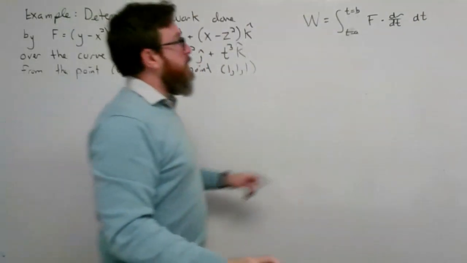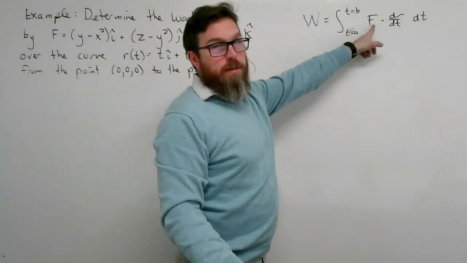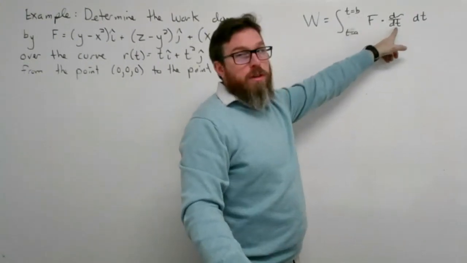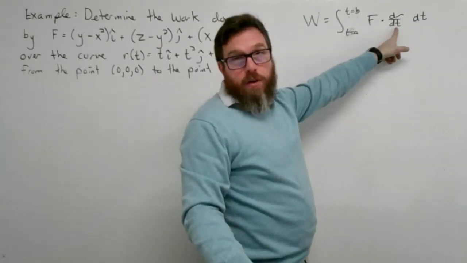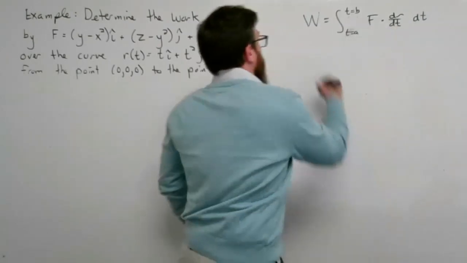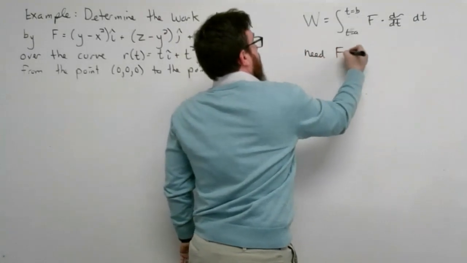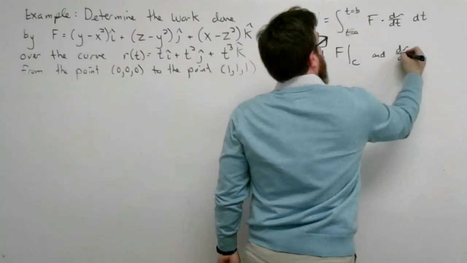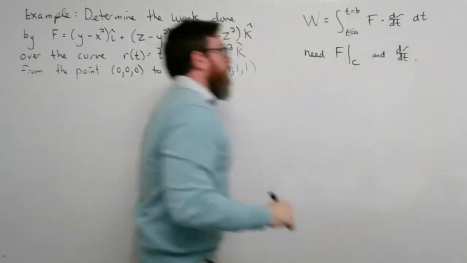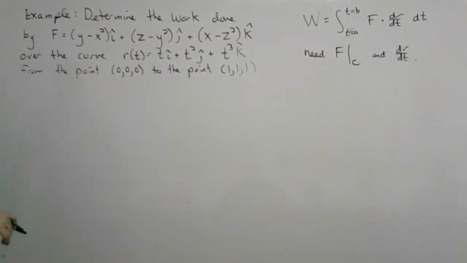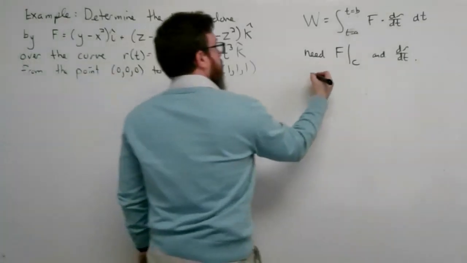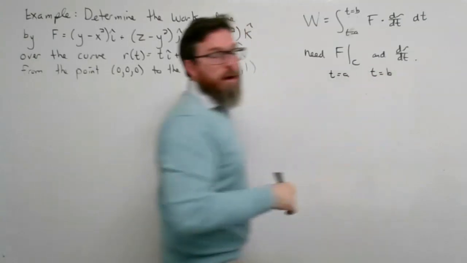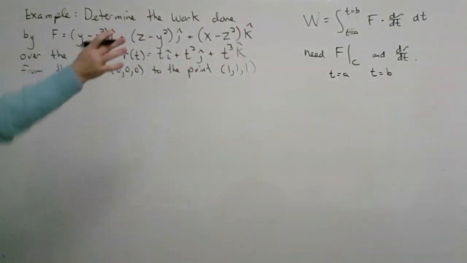So the things I'm going to need are F evaluated on the curve, and also the derivative of that curve, so what dr/dt is. We're going to need F evaluated at C and whatever dr/dt is. We're also going to need t equals a and t equals b. I need to know what a and b are. So first, let's figure out F evaluated at the curve.